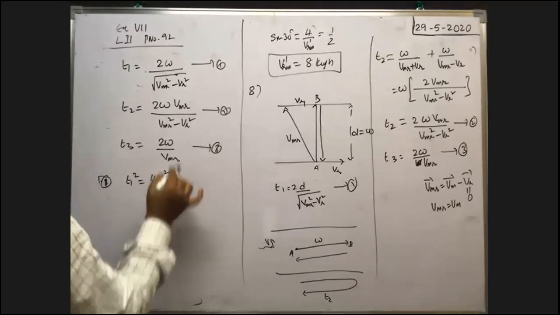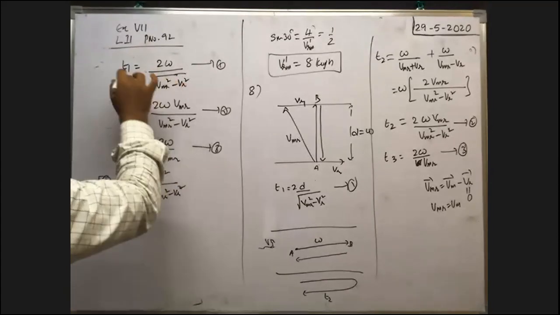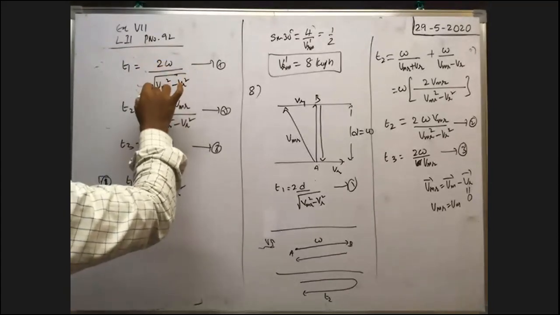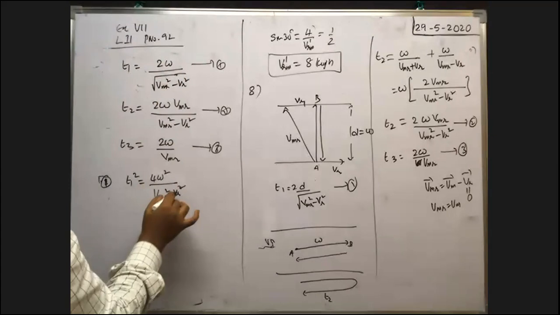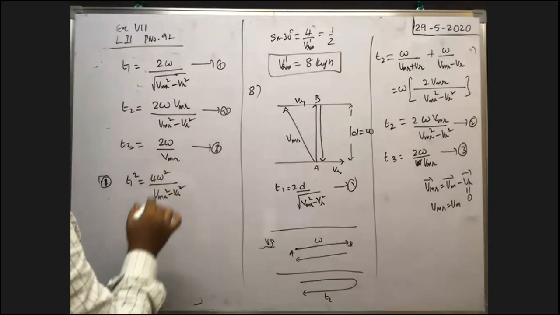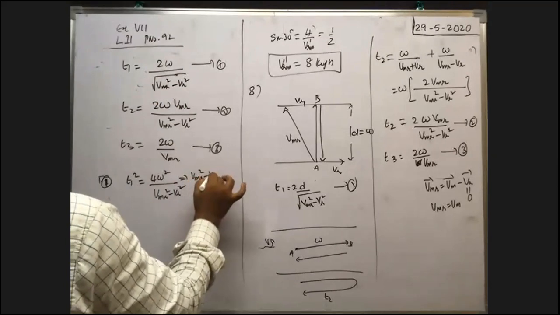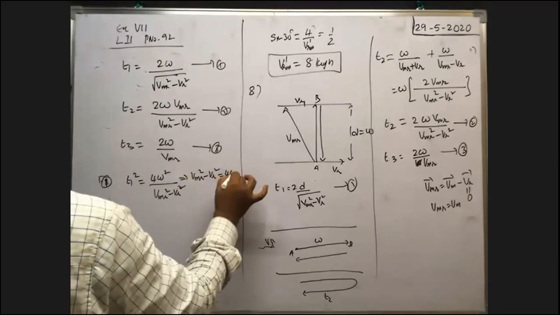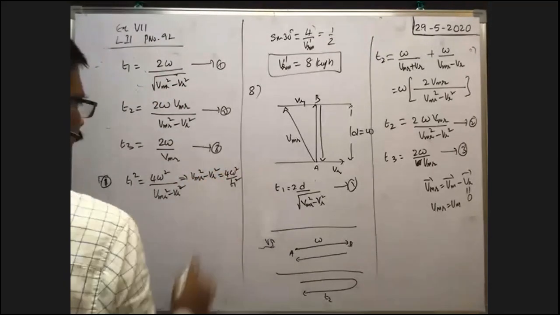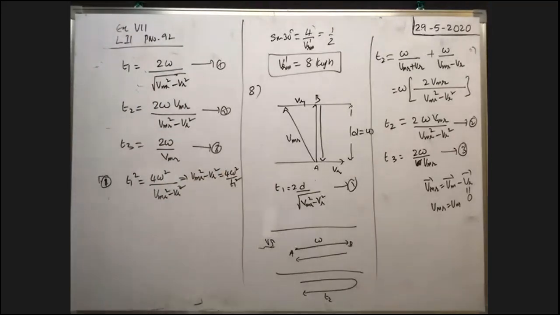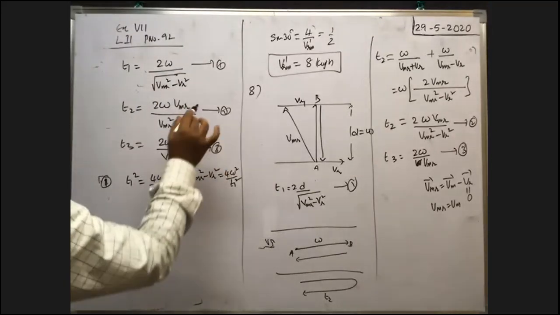We can write now, you square on both sides. Then T1 square is equal to 4ω square by VMR square minus VR square, as the root will be cancelled. From this, VMR square minus VR square is equal to 4ω square by T1 square. We can write this now. Now you substitute this.